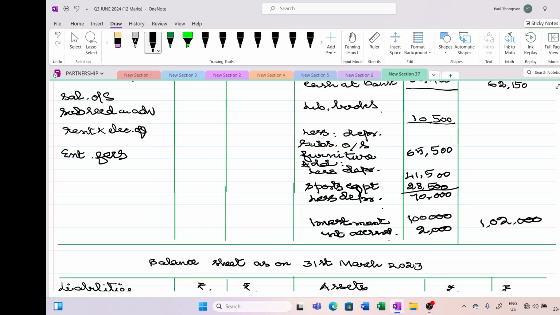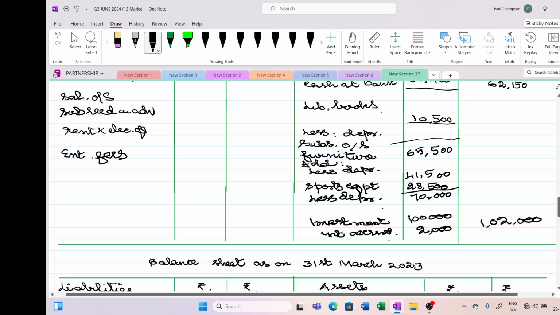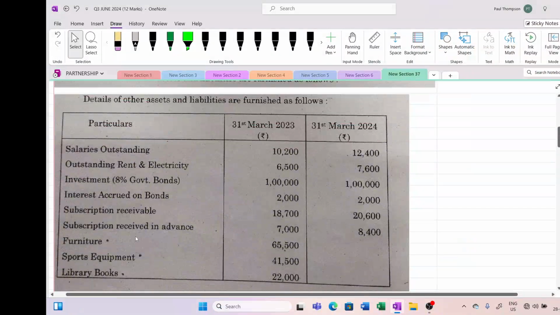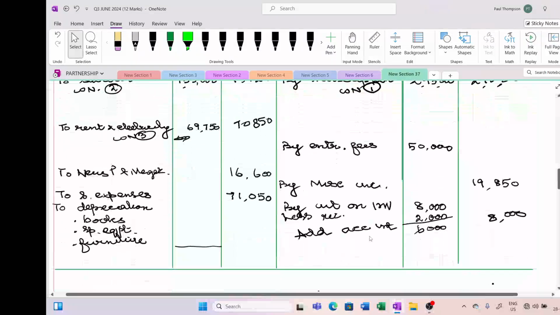So subscription outstanding is 2,600 for the current year. I hope this is the correct amount. Okay, so yes. Then received in advance. Last year it was 7,000. This year it is 8,400.